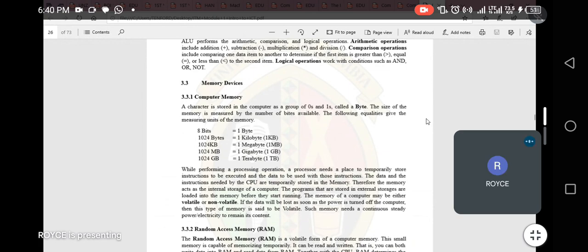So when you have 16 GB, it has to be multiplied by 1024 MB. Exactly. And then you get how many MBs there are. Yeah, basically that's it.